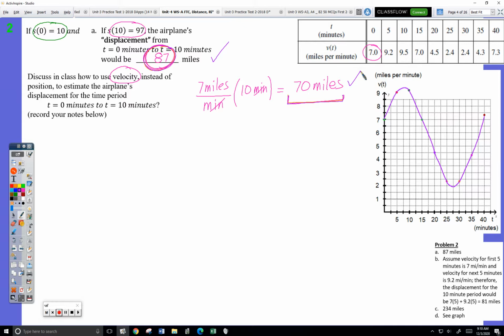We said that for the 10 minutes of time, for the 10-minute flight, if the velocity is always 7 miles per minute, that means for that entire 10 minutes, every time 1 minute goes by, the plane will move 7 miles to the right. Therefore, after 10 minutes, the plane would be 70 miles to the right. There's nothing wrong with the computation. That's perfect. But the 70 is not correct. The plane moved 87 to the right. Why is the 70 wrong? Hands up. There we go. Why is the 70 wrong?